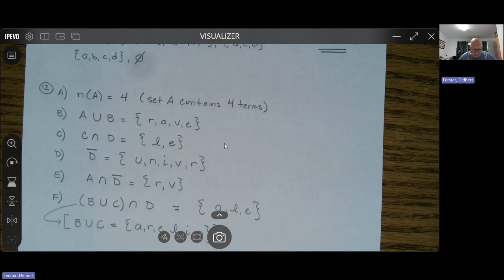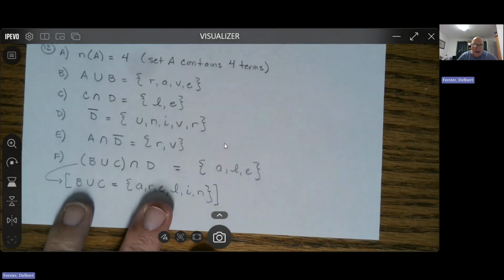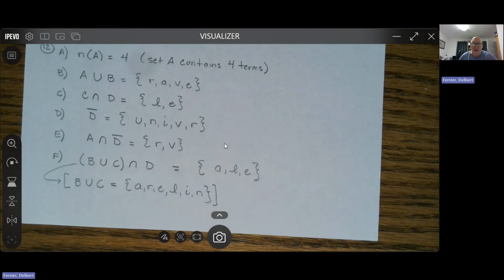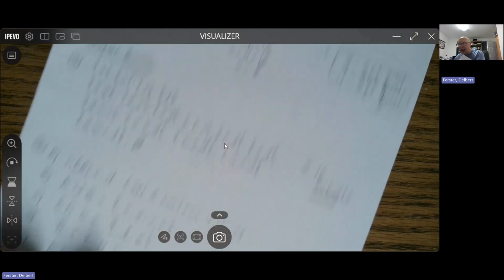Okay, part F asks us to do the union of B or C intersected with D. So for our purposes there, I chose to go ahead and list the values that are in the union of B or C. And it's a pretty extensive list. It's got A, R, E, L, I, and N. And now you must look at the values that are in that set and in set D. And that I believe would just be A and L and E. So our correct answer for part F is just A and L and E. Switching out answers.